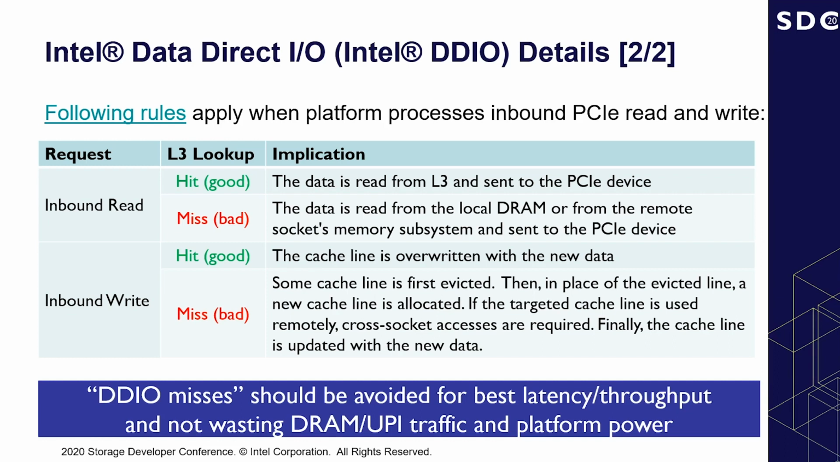Now, if we get an inbound write that misses in the L3, then we've got to do some extra work to make this happen. First, we have to evict a cache line that's already there in order to make room for this new cache line allocation, right? So we evict that cache line back to memory, and then we can allocate a new cache line. Once we allocate that cache line and our IIO has ownership of that, it can write that data back into the L3 cache, leaving that data in the L3 cache.